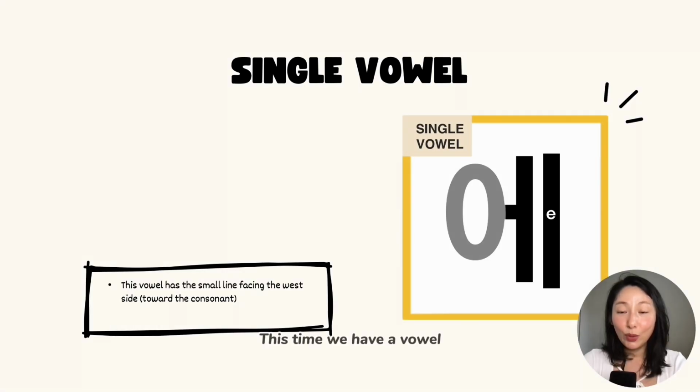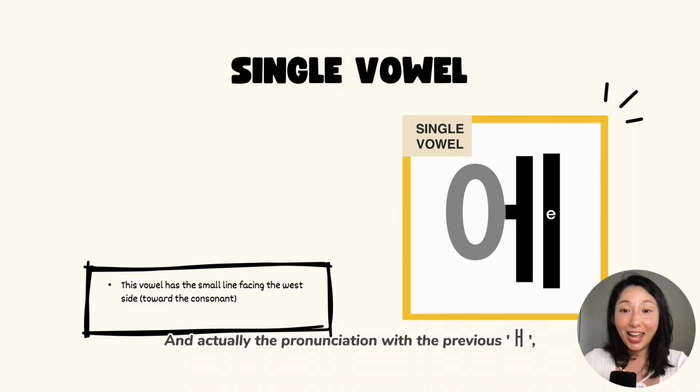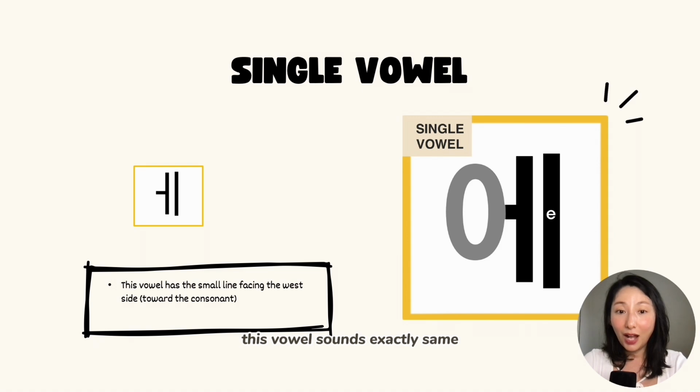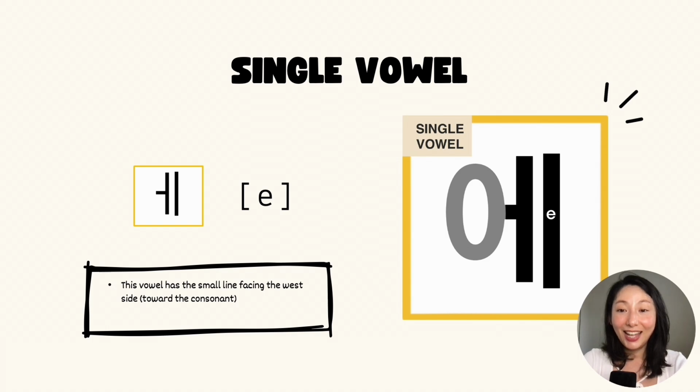This time, we have a vowel that looks very similar to the previous 에 vowel. This one also has two vertical lines, but this time the small line is toward the west side, toward the consonant. And actually, compared with the previous 에, this vowel sounds exactly the same. 에, 에, 에.